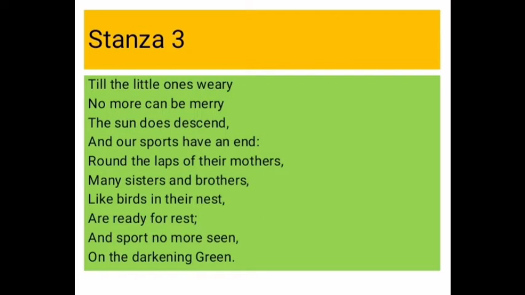See here, each stanza represents a certain part in the human life cycle. Birth means the morning, then life during the afternoon, then death during the evening. So this poem symbolizes the life cycle of a human.